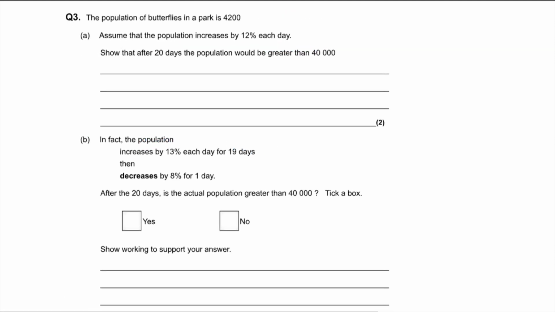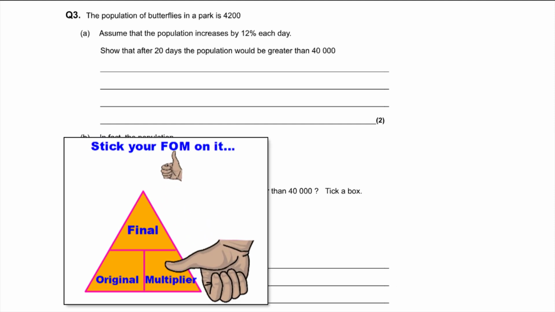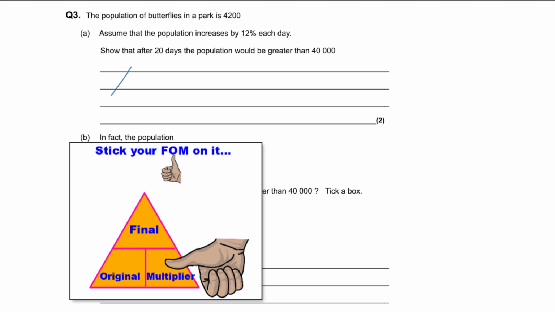Question 3, the population of butterflies in the park is 4,200. So again, this is growth and decay rather than compound interest. Assume that the population increases by 12% each year. Show that after 20 days, the population would be greater than 40,000. Okay, so drawing my little triangle. And then working out what I've got. FOM. I'm still going to use Y. I know it's days, but I'm just going to use Y anyway for consistency.